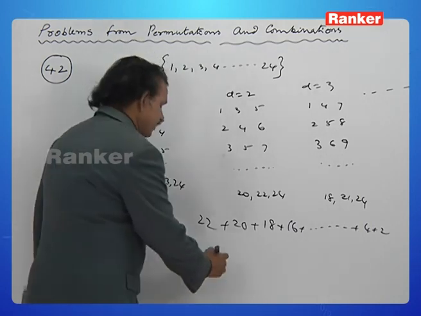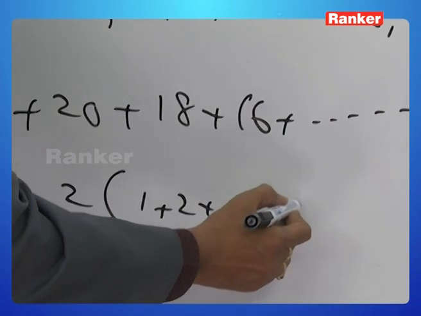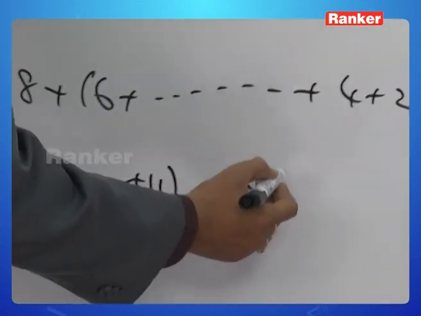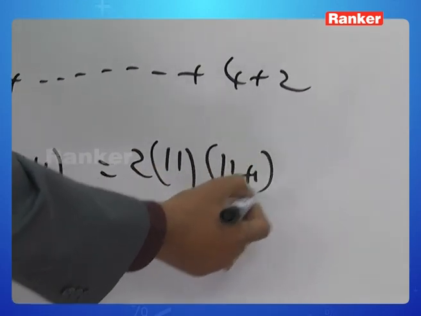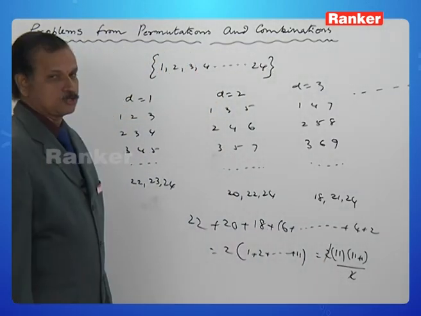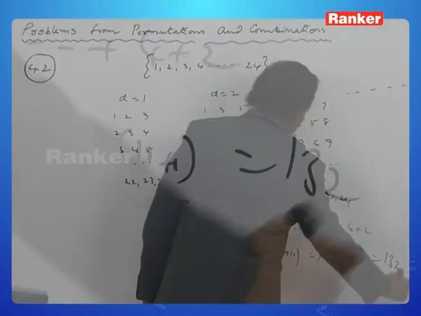You take 2 as a common factor. 2 into (1 plus 2 plus 3 plus etc. up to 11). This is 2 into 11 into (11 plus 1) by 2. It is nothing but 11 into 12. What is 11 into 12? It is nothing but 132.